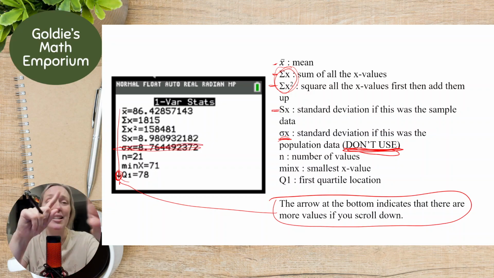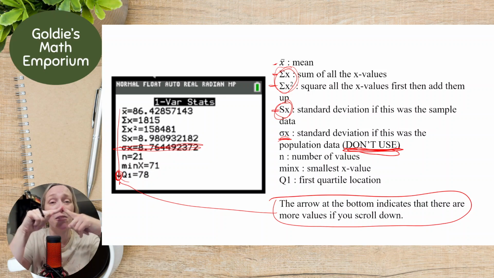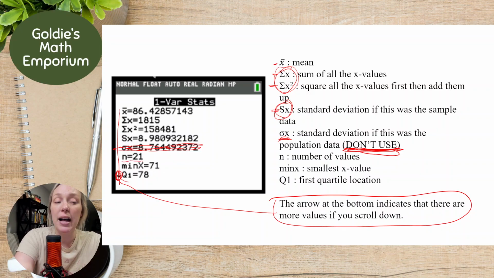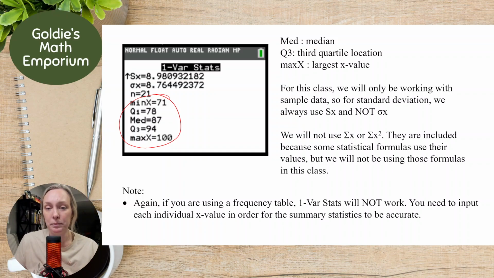They're calculated slightly differently. Always use the S sub X when we're talking about sample data we enter in our calculator. Okay, N stands for the number of values, and then you start getting into your 5-number summary. So you'll see the minimum value and Q1. And if you scroll down, you'll see the rest of the 5-number summary there.